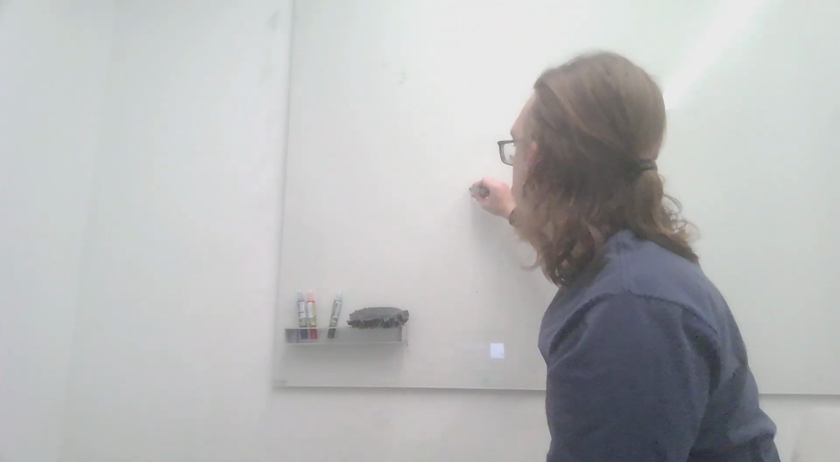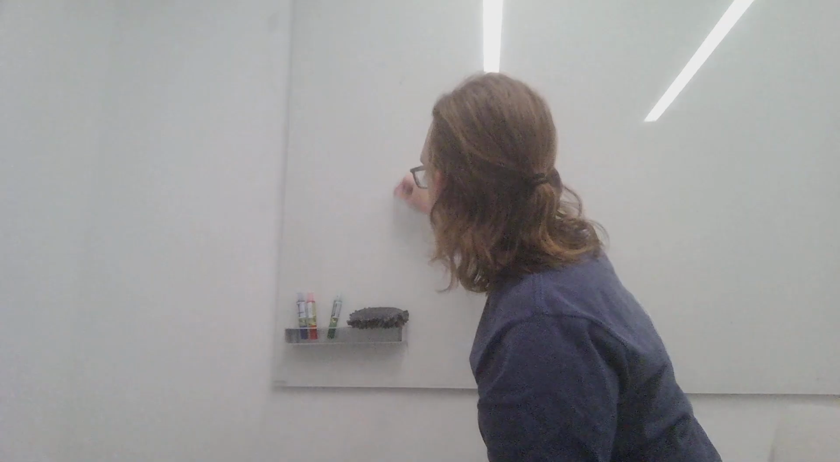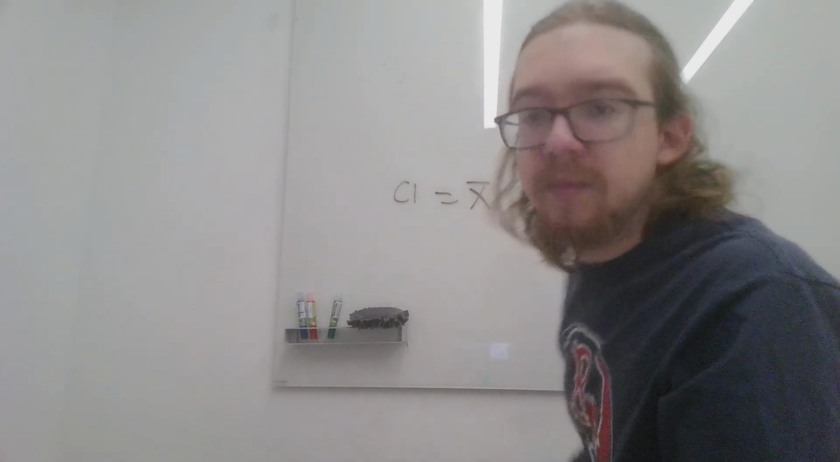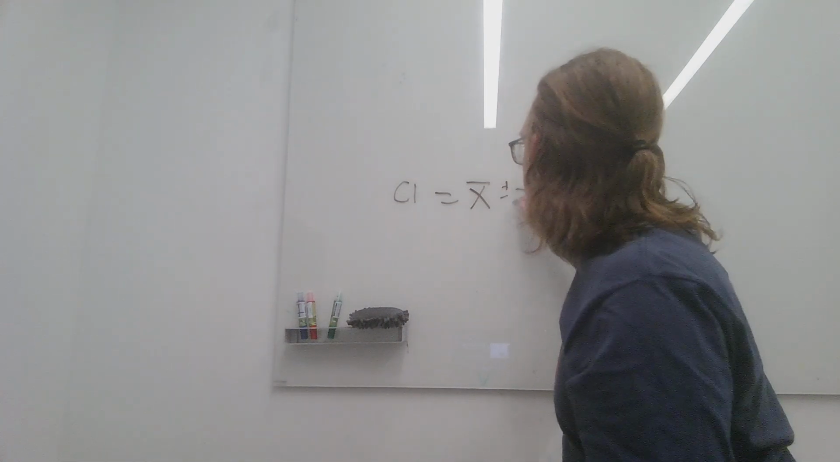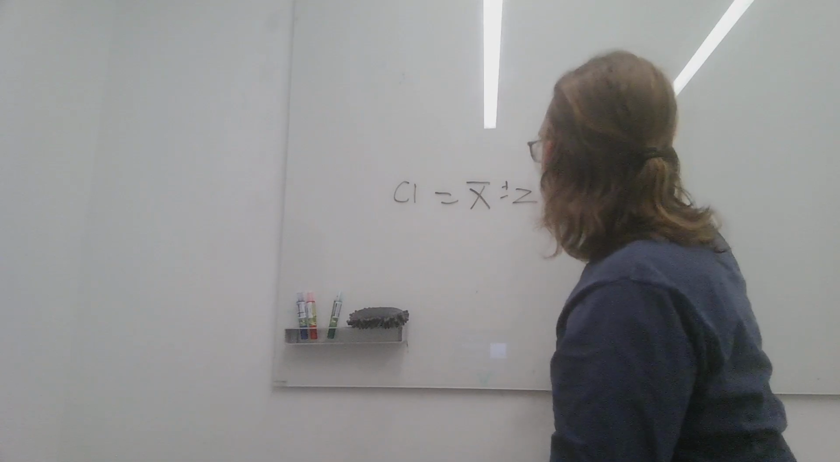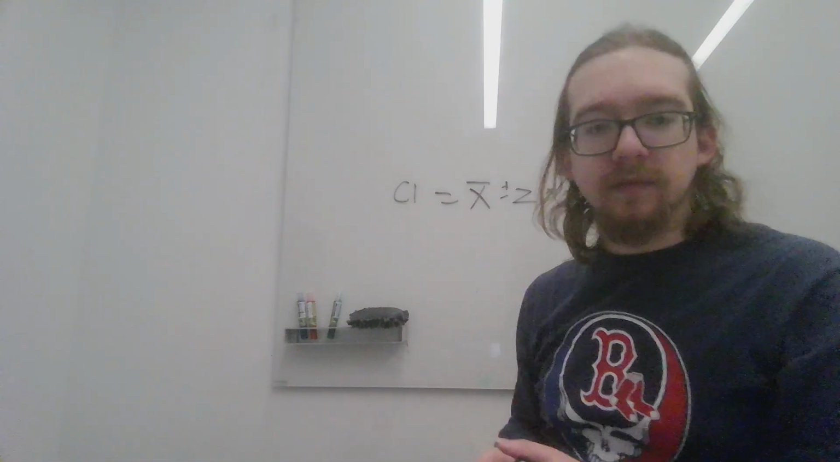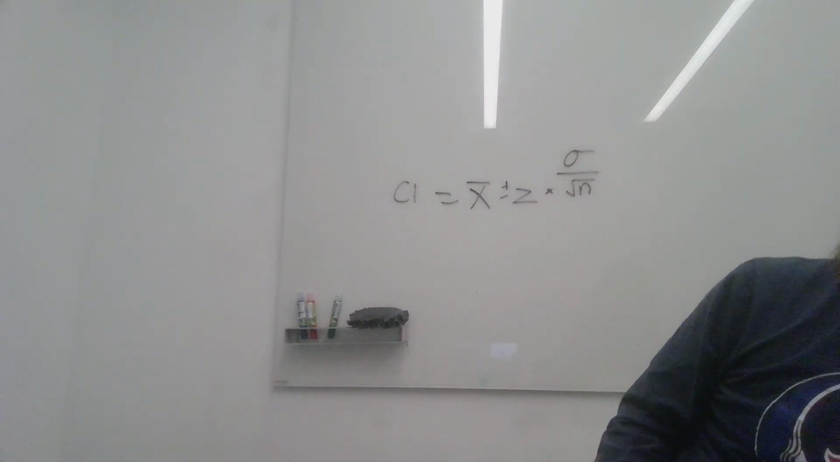So, constructing a confidence interval for the mean. To build a confidence interval for the mean when the population standard deviation is known or you have a large sample size, you're going to use the formula: confidence interval equals the mean plus or minus your z-score times your standard deviation over the square root of n. You can draw that.